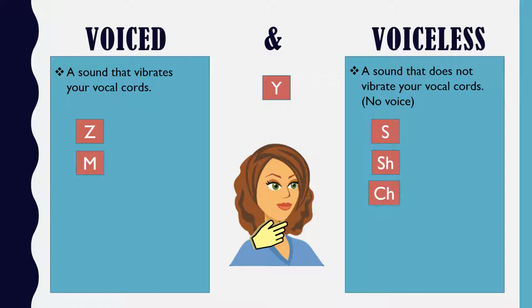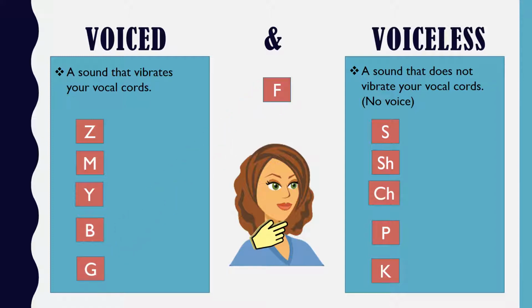Repeat ye. This is also a voiced sound. Repeat p. This is clearly a voiceless sound because we made no noise in our throat. Now repeat b. This is a voiced sound. Repeat k. This is a voiceless sound. Repeat g. This is a voiced sound.